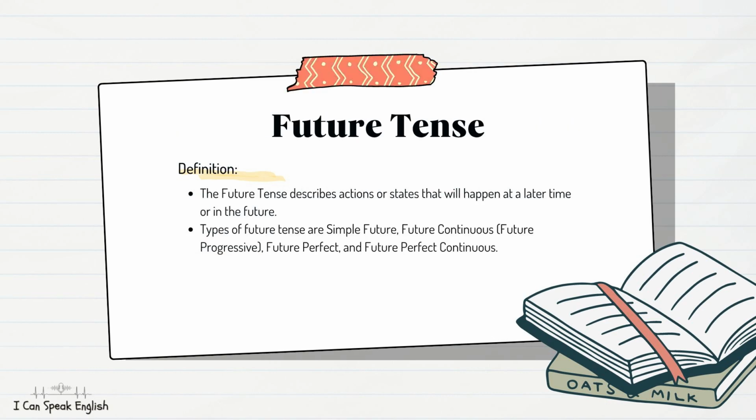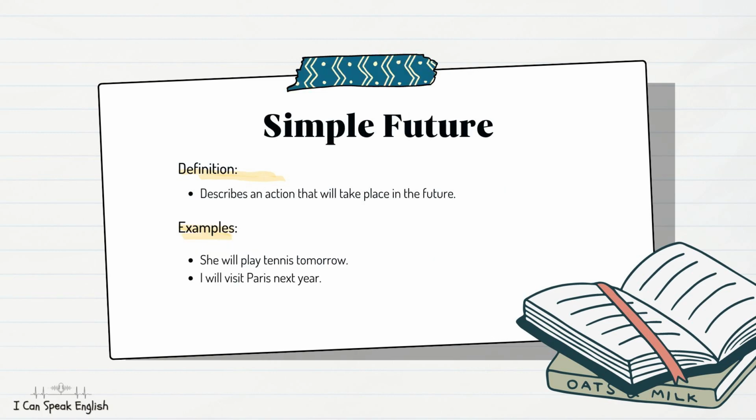Future tense. The future tense describes actions or states that will happen at a later time or in the future. Types of future tense are simple future, future continuous, future progressive, future perfect, and future perfect continuous. Simple future describes an action that will take place in the future. Examples: she will play tennis tomorrow. I will visit Paris next year.